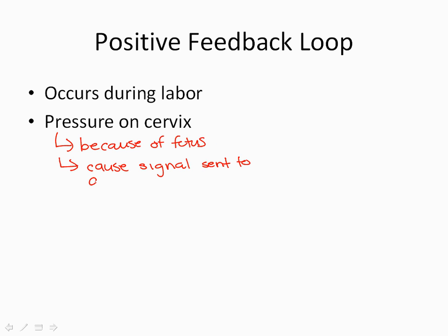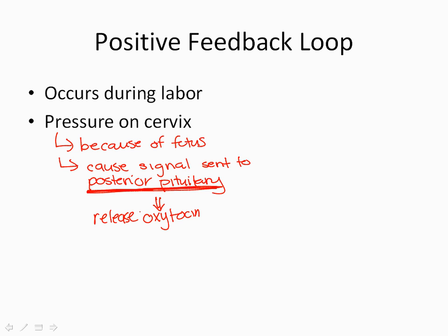to the posterior pituitary. So notice I'm saying posterior pituitary because anterior is releasing FSH and LH. The posterior pituitary is in charge of the release of oxytocin. Okay? So nervous signal is sent to the posterior pituitary. This then allows the release of a hormone called oxytocin.